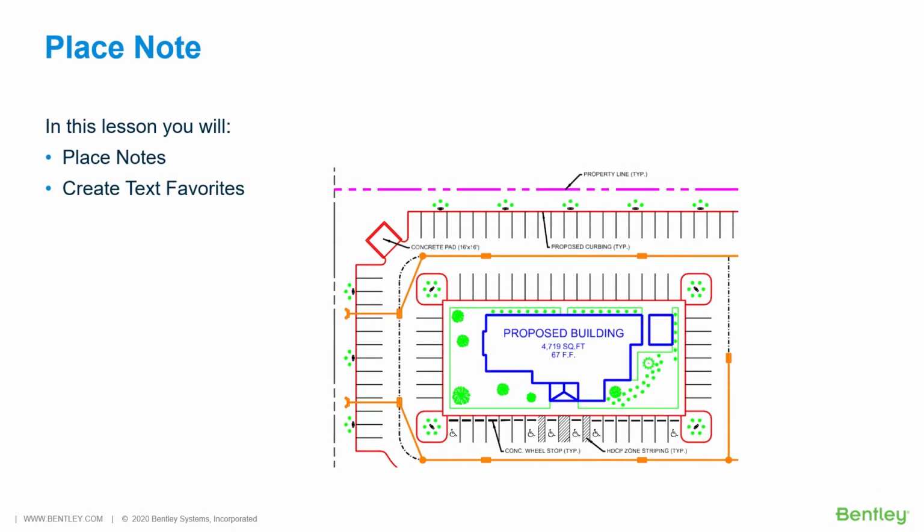Place Note. When using the Place Note tool, you can place lines of text with a leader line and arrow, or a callout without a leader. In this section, you will use the Place Note command to label the site features such as curbing and property lines. While you work through the lessons in this course, you will place notes, create text favorites.